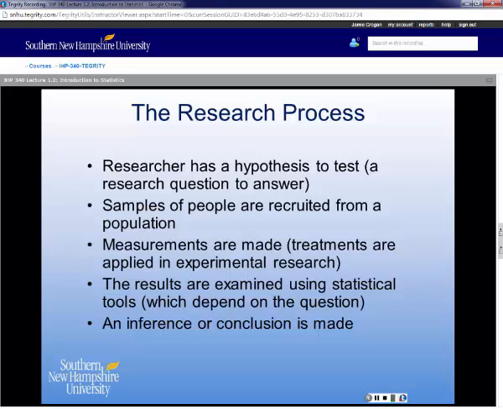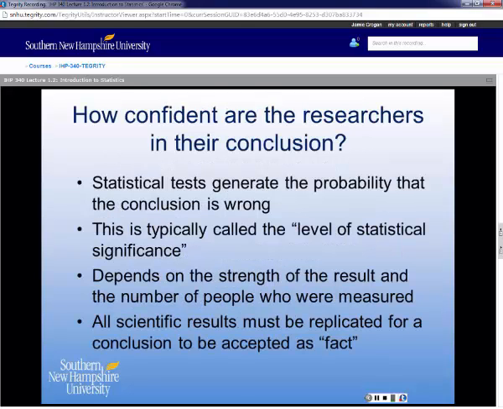But because we can't measure every single person in the population, we have to measure a sample, which is a small group selected from that population. The more representative that sample is of the population, the better our inference, or the more confidence we have in that conclusion. So these conclusions that researchers make are based on the statistical tests that are run on those data. And so these statistical tests also generate the probability that the conclusion is wrong. And this is called the level of statistical significance.